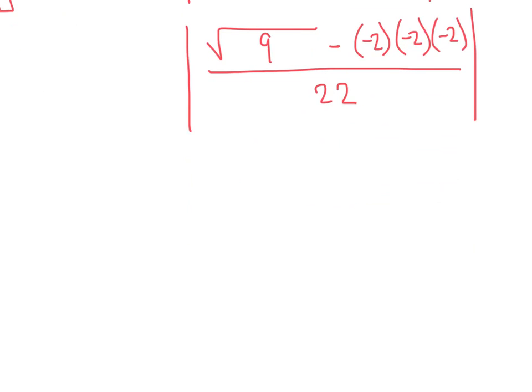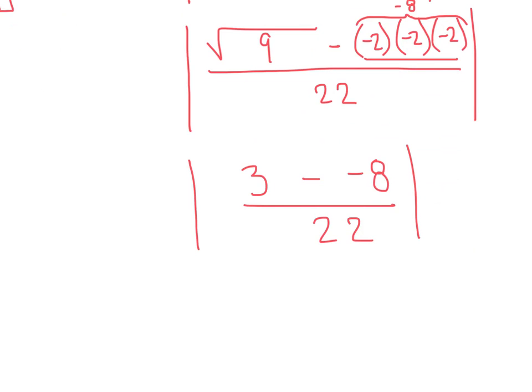If I multiply all these -2's together, you know what I'm getting? I'm getting -8 right there. So let's update this. The square root of 9 turns out to be a 3. I've got my minus sign, and then I got a -8.